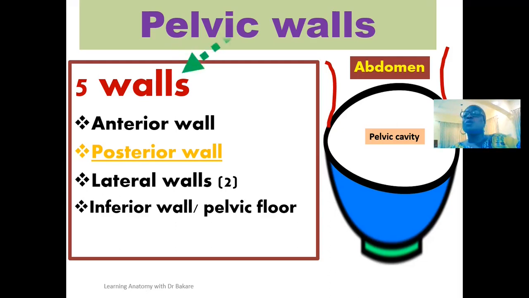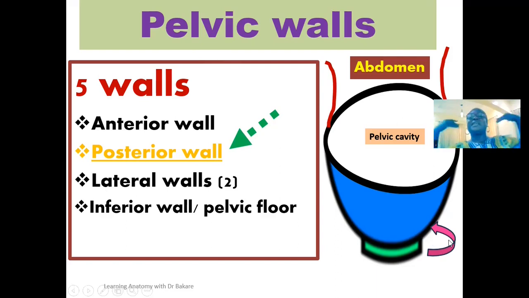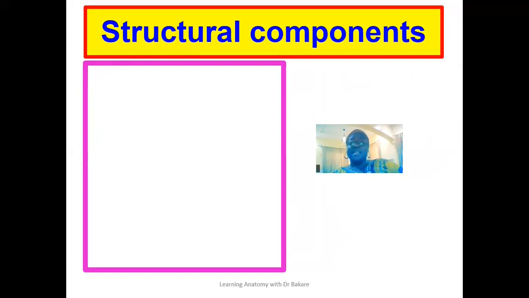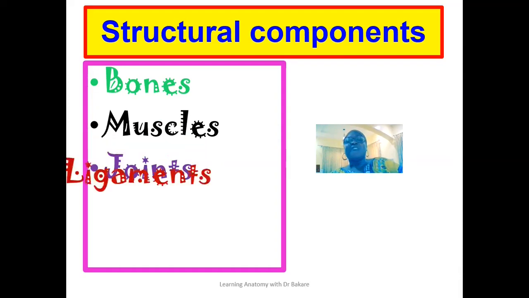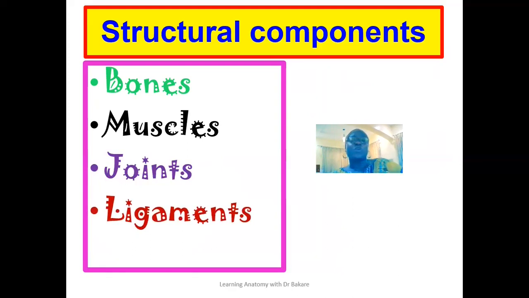But for the purpose of this class, we would be focusing on the posterior pelvic wall, and this is what is arrowed here in this image. If you look at this image here that we used to represent the pelvic cavity, the wall that is created behind is the posterior wall. So let's drive in further to see the structural component of the posterior wall. The posterior wall of the pelvic cavity is seen to be formed by bones. So we have a number of bones around this region that form the posterior boundary of the pelvic wall. We also have muscles, of course, having their origin and their insertion point at this region. We also have joints created at the posterior wall of the pelvic cavity. And finally, we have ligaments that help reinforce these joints. So let's drive into each of these subcomponents.